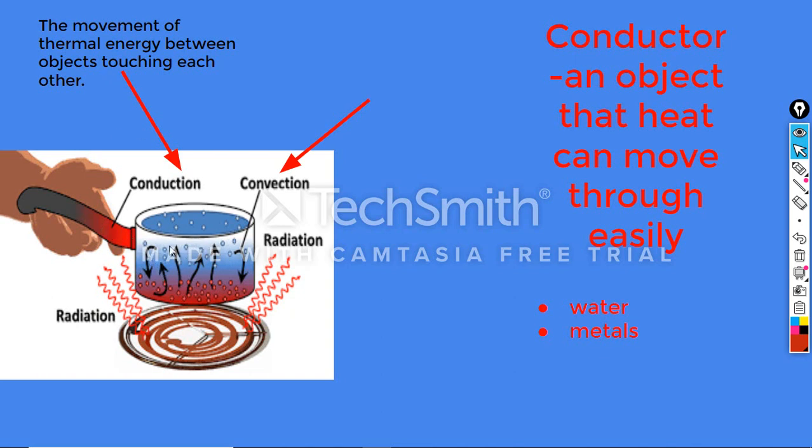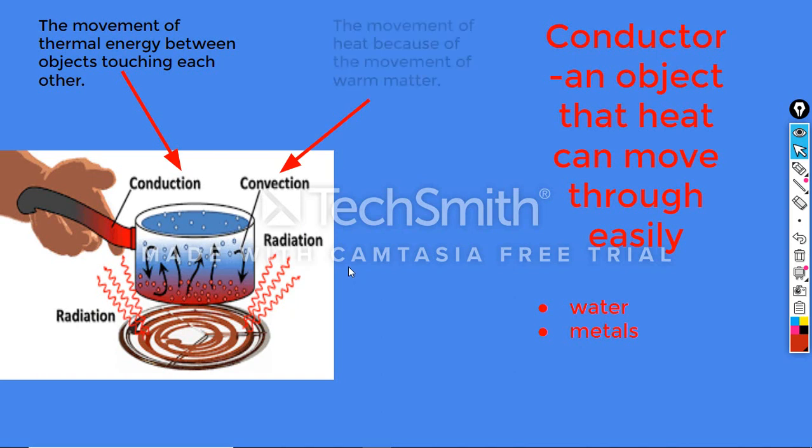The thermal energy moves between objects touching each other. Of course, if you were to put something, say a cup or a plate near the radiation that's coming out, the heat, of course, conduction would cause the plate or the cup or the mug to also begin to heat up. Then we look at convection.